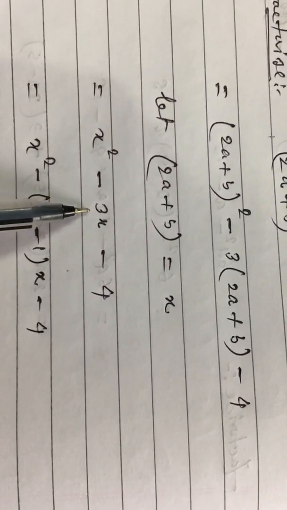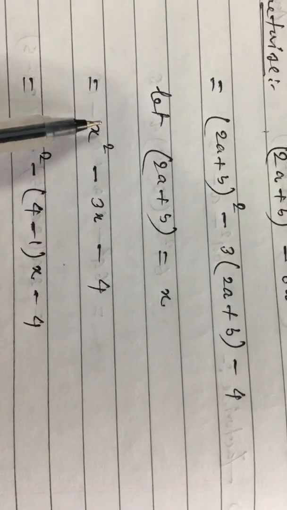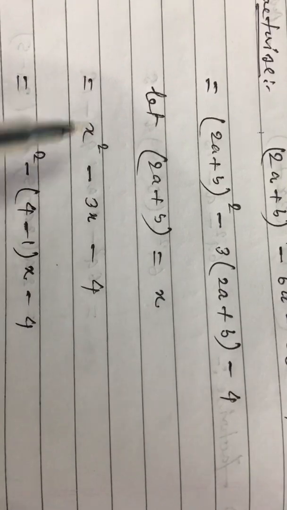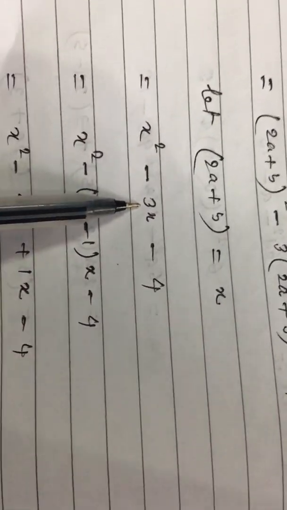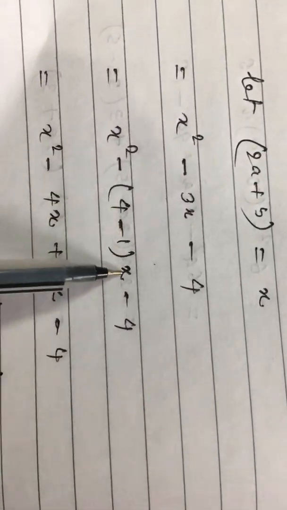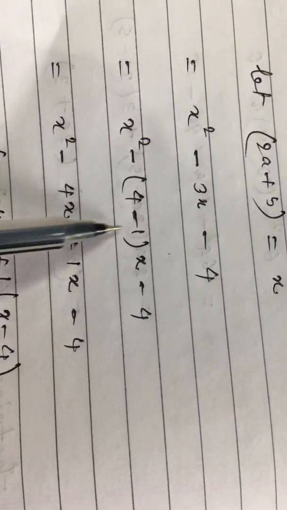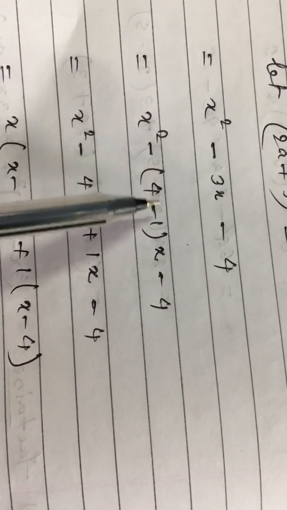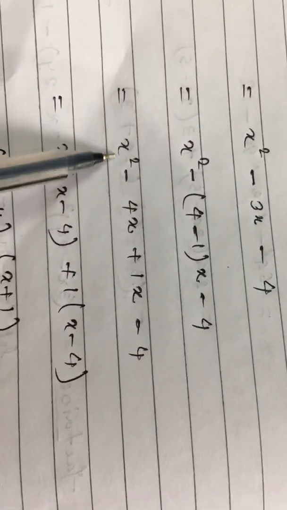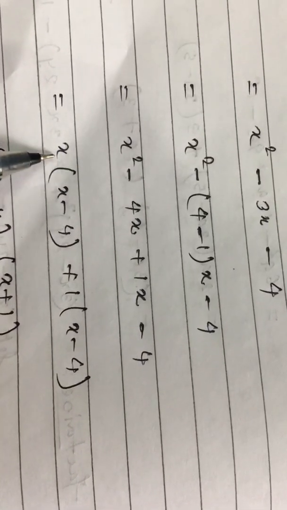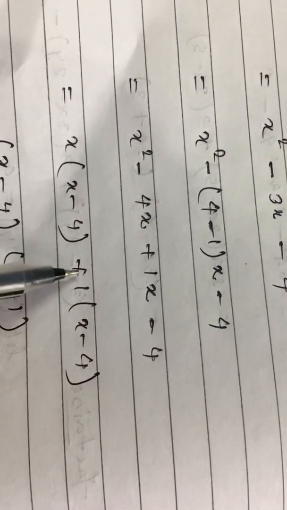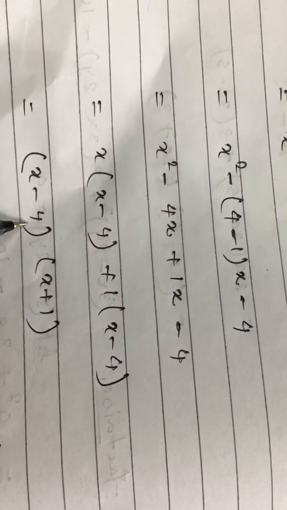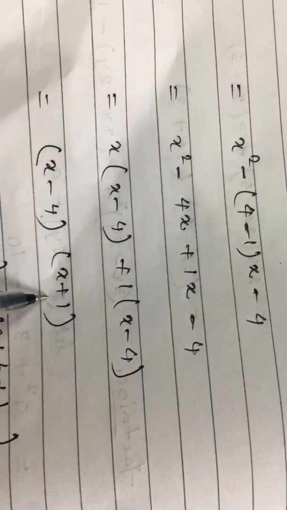Now factorize by splitting the middle term. So 4 into 1, 4 ones are 4, and find out the factors of 4. So 4 minus 1, that is 3. Now open the bracket. X into 4, 4x, x into 1, 1x, and also multiplied with the minus sign. Minus plus, minus minus, minus plus. Now take the minus sign as a common in the first two terms. X is the common, x minus 4, 1 is the common, x minus 4. X minus 4 is again common here, and x plus 1 is this term.